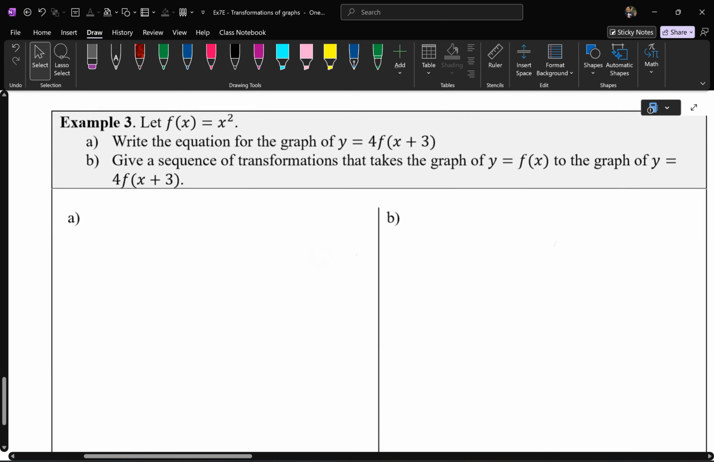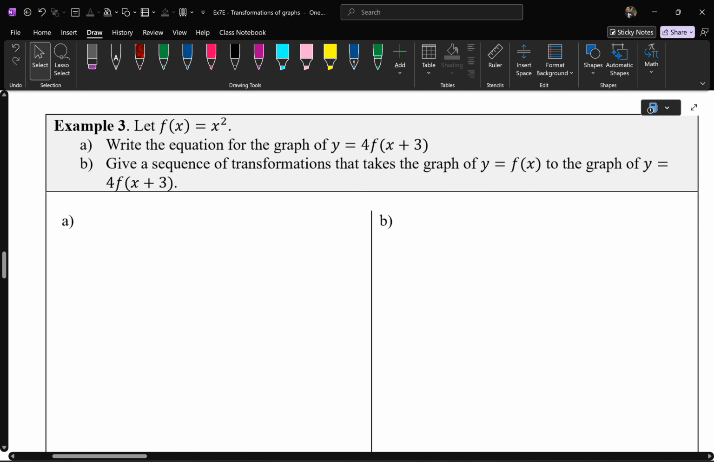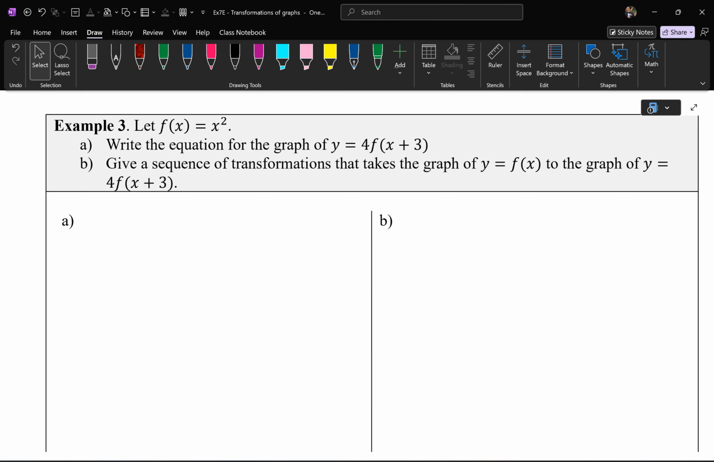It's a problem-solving one. All right, so now that we've revised 7C, 7D, I want you to use the table if you're not used to reading the table. Part A. Example 3 says f of x equals x squared. That's equivalent to saying y equals x squared. So you have to get used to function notation. They say here, part A, write the equation for the graph of y equals 4 times f of x plus 3. What does that mean?